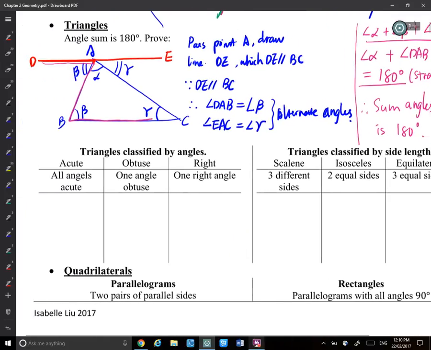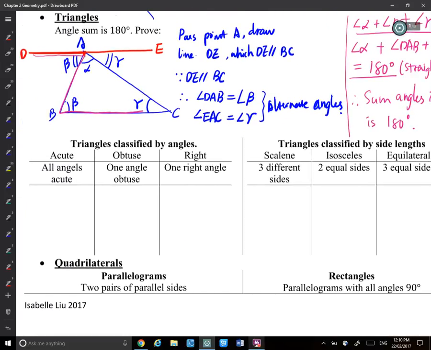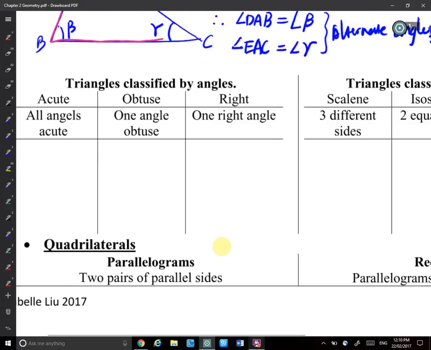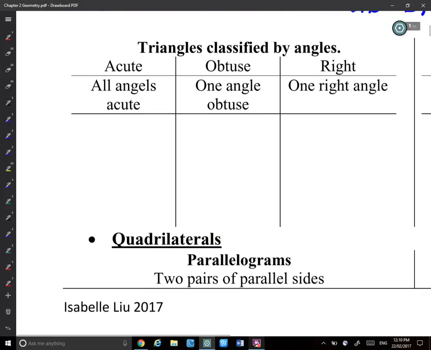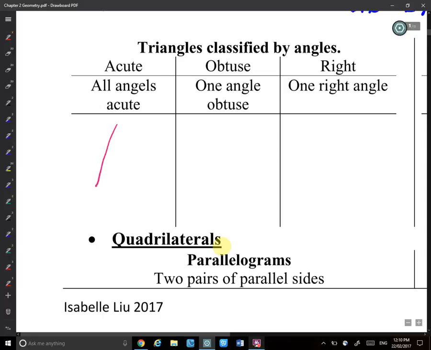Okay, next one. Triangles can be classified into groups, decided by two things. We have different names for triangles. First, triangles classified by angles. I'm looking at angles. So we have an acute triangle. An acute triangle has all angles acute, so all the angles are less than 90 degrees. I can have a triangle like this.